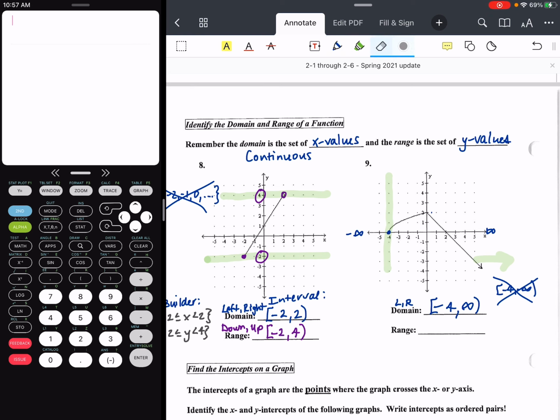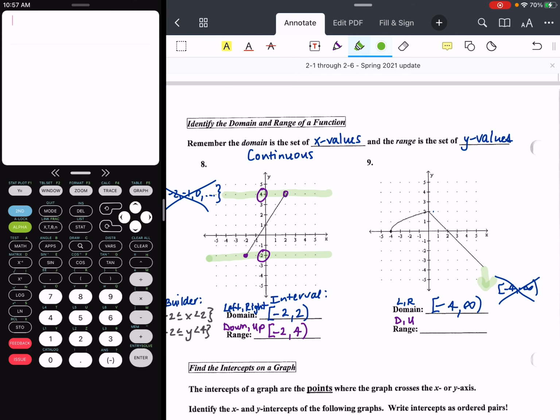Okay. Now let's switch gears and talk about our range. So for our range, now we're going from down to up. So down, our graph keeps going down and down and down indefinitely. And up, the highest point I see is at y equals 2. So the lowest value, because we're going down toward negative infinity on the y-axis, we'll have negative infinity going up to 2 square bracket.